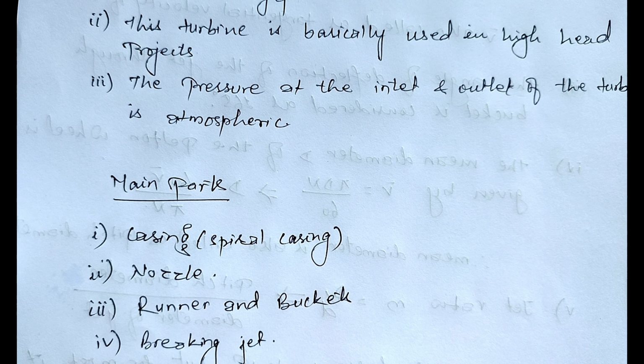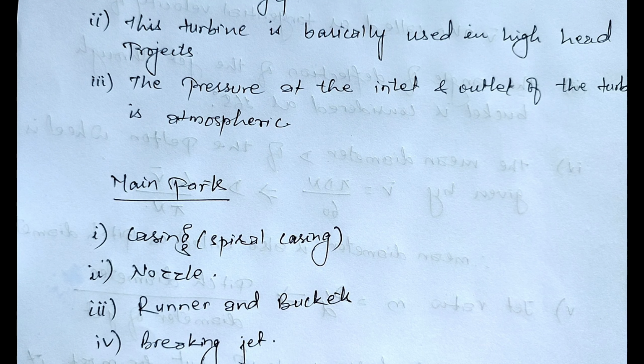And the third one is the runner with buckets. The runner with buckets consists of a circular disc on the periphery of which a number of buckets, evenly spaced, are fixed. The shape of the buckets is a double hemispherical cup, where each bucket is divided into 2 symmetrical parts by a dividing wall, which is known as a splitter.